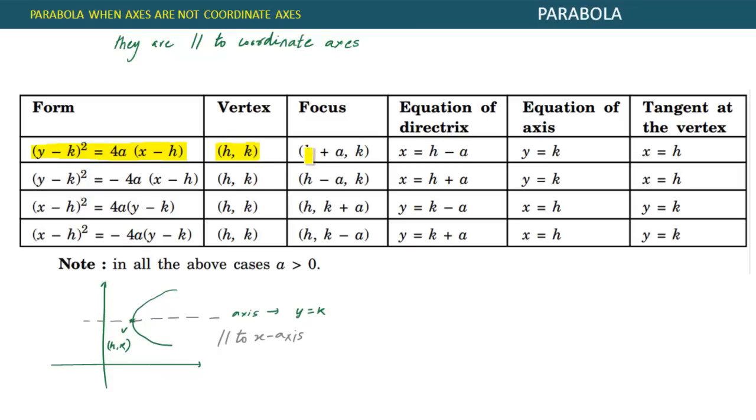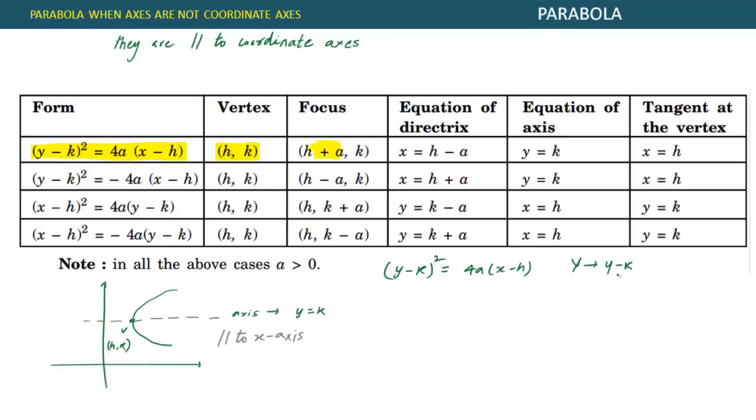Got it? Focus: if it is a rightward parabola, you will just add a to the abscissa. A is still this particular value. Now, what would the equation of the directrix be? Let me show you a standard process of how you solve something of this sort. If something like this is given to you, we will try and convert it into a standard parabola.